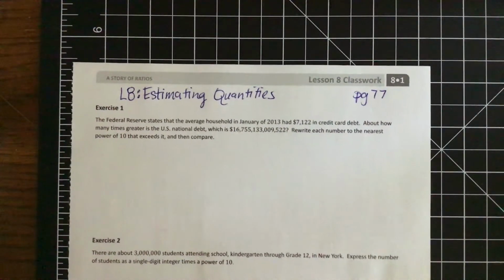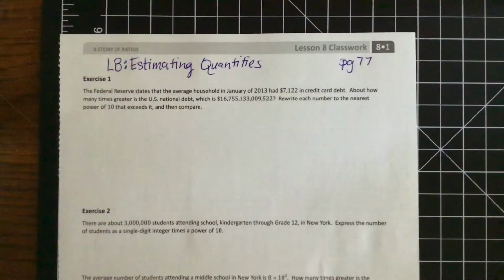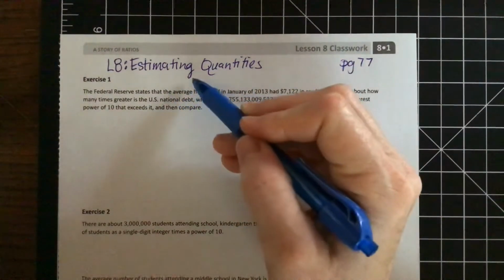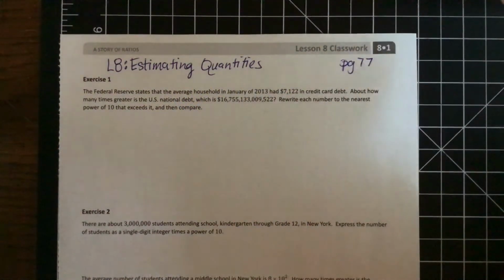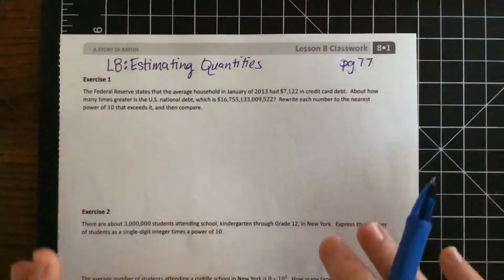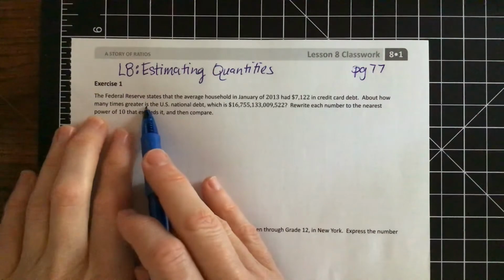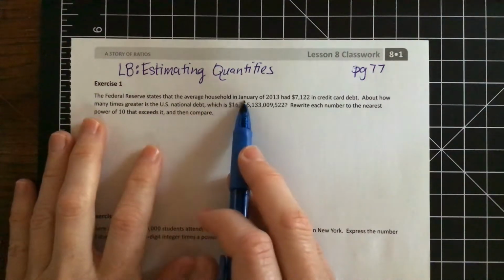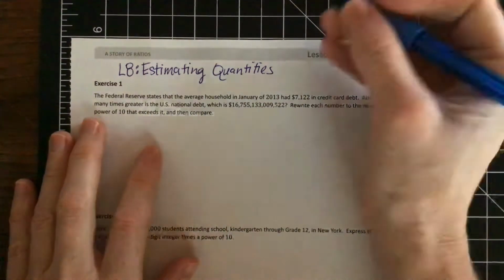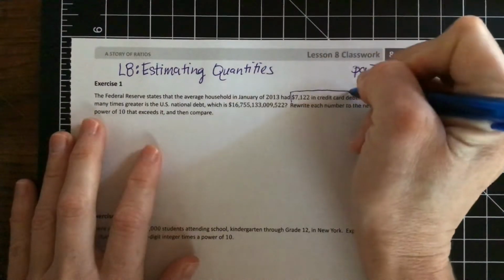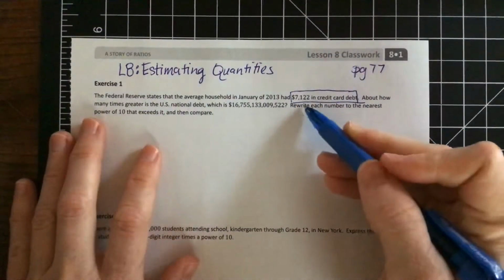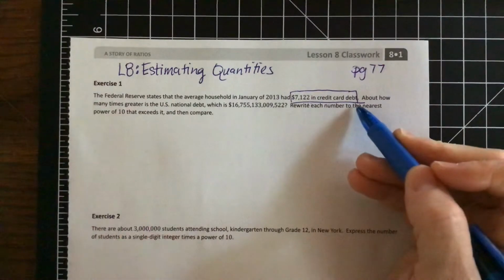Okay guys, we are on lesson 8 and it is on page 77 and it is called Estimating Quantities. So let's start with exercise 1. Exercise 1 says the Federal Reserve states that the average household in January of 2013 has $7,122 in credit card debt.